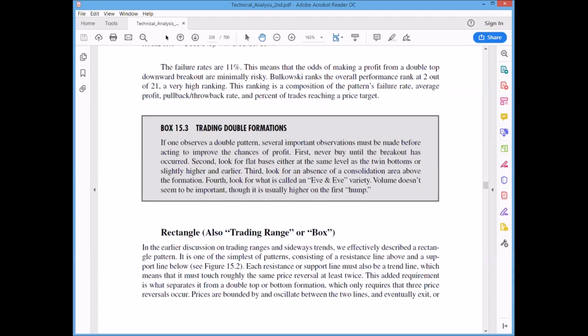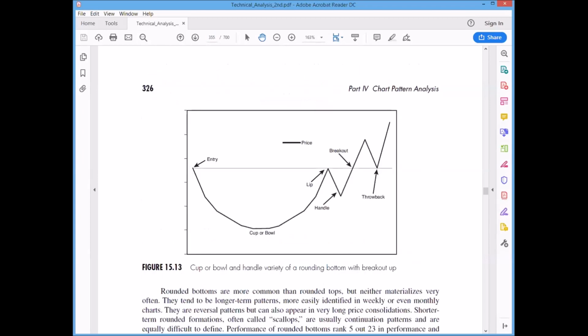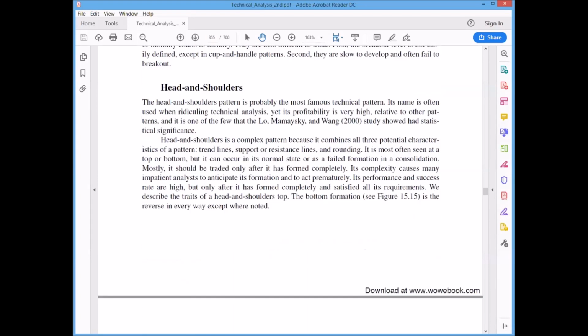So we're going to first, I know I've got the rectangles up there, but I really wanted to look at the head and shoulders first, and I'm going to speed it up because I know Scott's coming back soon. So we've got head and shoulders.